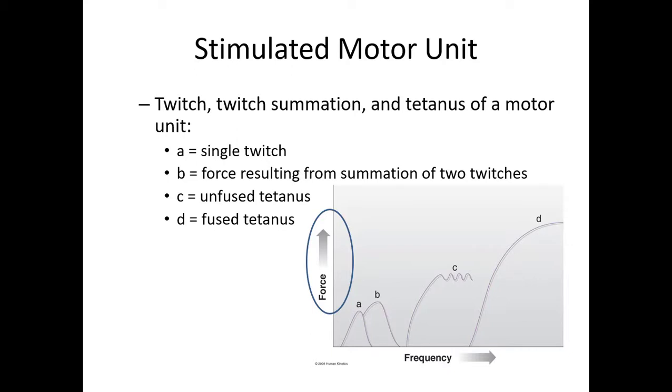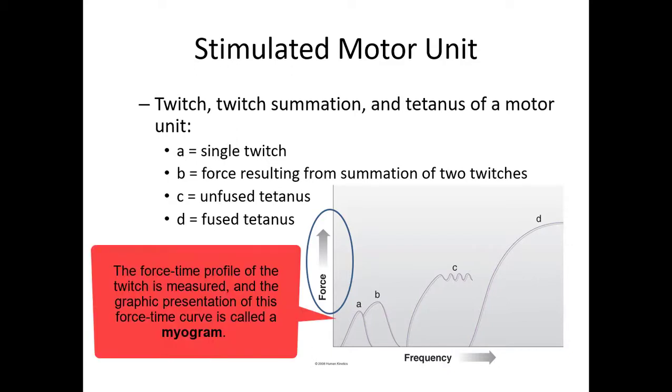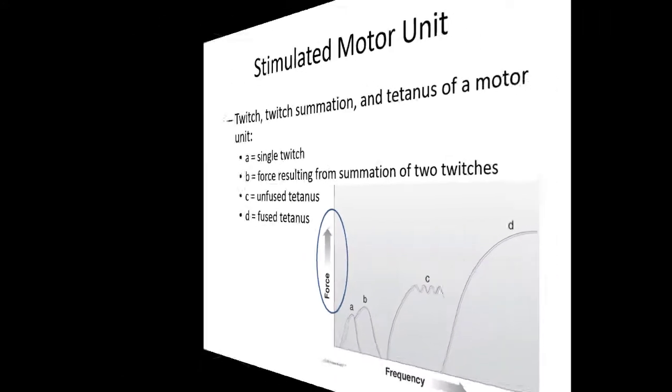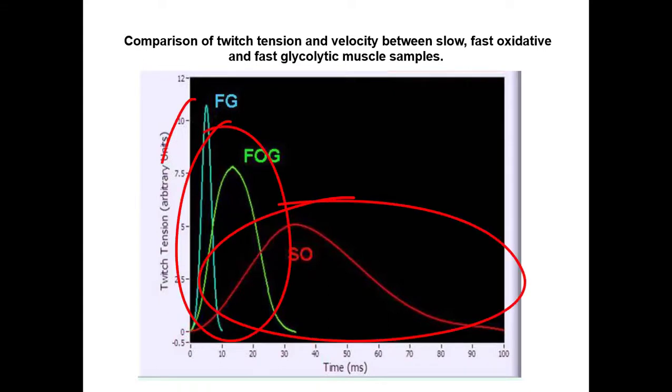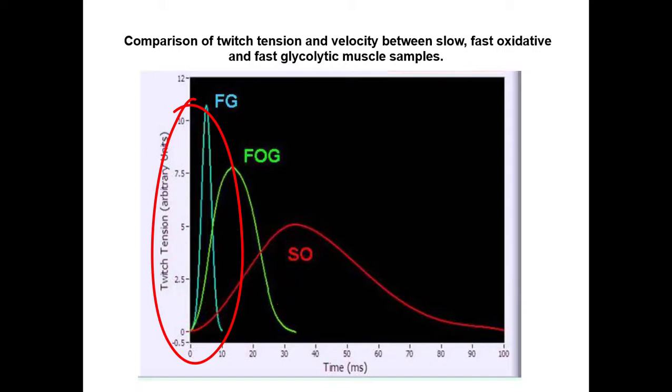Such artificial laboratory procedures are referred to as in vitro. The time profile of the twitch is measured, and the graphic presentation of this time curve is called a myogram. This figure presents the duration of a muscle twitch for representative muscles that are comprised mainly of slow oxidative, fast oxidative glycolytic, and fast glycolytic motor units.